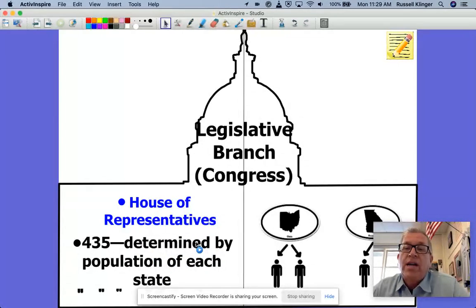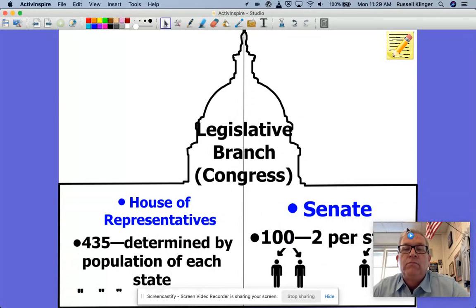Congress has two parts. I just said it earlier. One part is called the House of Representatives, and there are 435 members of the House, determined by the population of each state. This goes back to the Virginia Plan, which establishes this precedent. The other part is the Senate, based upon the New Jersey Plan. Each state gets 2 representatives, which makes up 100 members of this body.